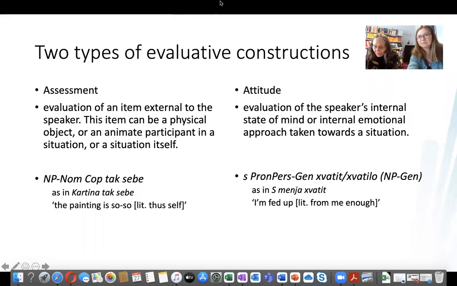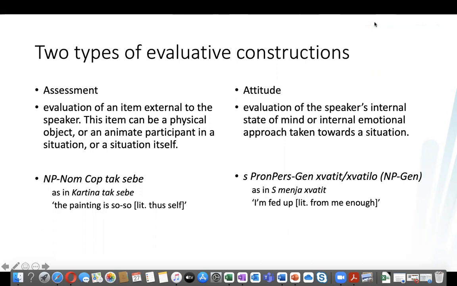Constructicon. And basically, these are two very similar types of constructions because they are both evaluations. One is about an evaluation of an item external to the speaker, and the other one is about how a person feels about something. And as you can already see, there is a degree of overlap between these two groups of constructions, and that's part of what we're going to explore here.